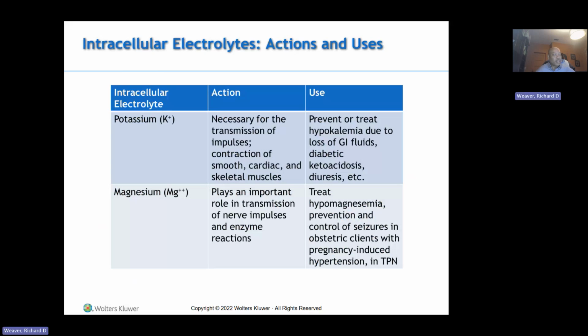So this is a very important chart here, the actions and uses. Magnesium plays an important role in transmission of nerve impulses as well, and also enzyme reactions. We need it for enzyme reactions. We use it to treat hypomagnesemia, and so you guys need to know the difference between hypo and hyper.